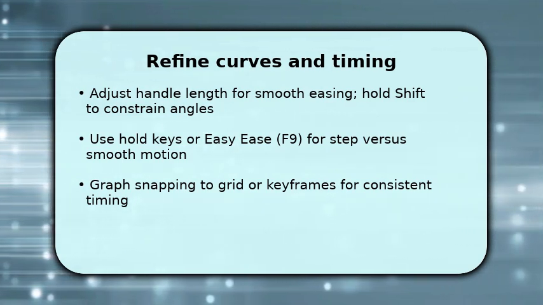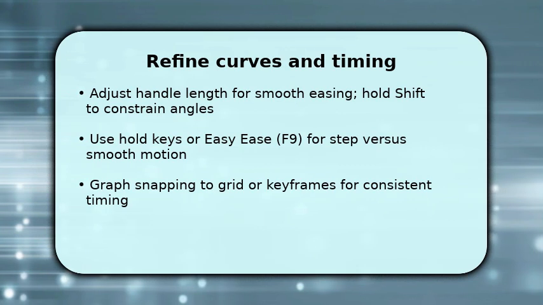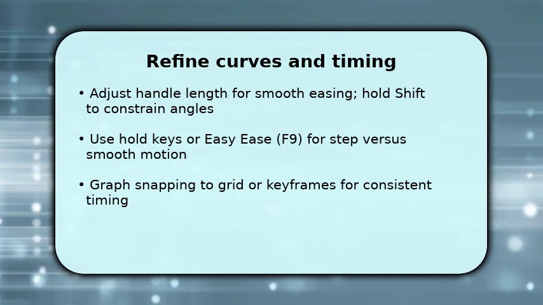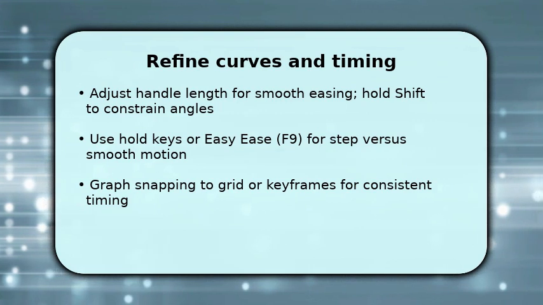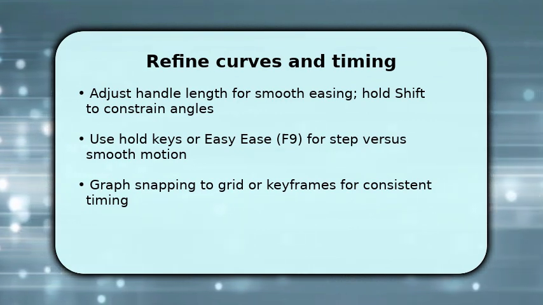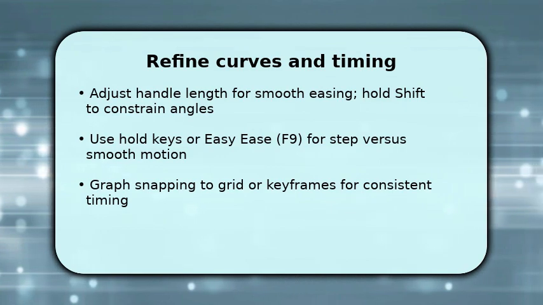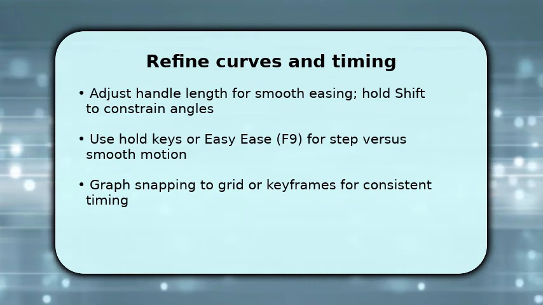Make micro adjustments to handle length for natural motion, and enable snapping to align peaks with frame boundaries or neighboring keyframes. Once you've tuned timing and flow, finish by previewing with RAM and clearing the cache so changes render correctly.